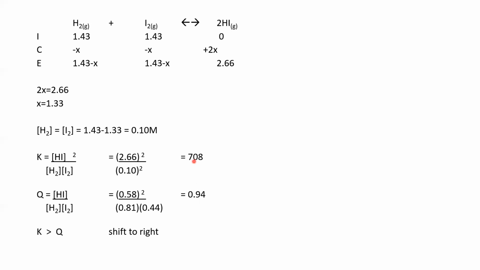It's not even close. Then we have to figure out whether the reaction is going to proceed in the forward direction to establish equilibrium, or in the reverse direction. We want to increase Q. To increase Q, we want to increase product and decrease reactant. Shifting to the right will do that. Q will get bigger and bigger as the product concentration goes up and the reactant concentration goes down, and eventually Q will equal 708 and the system will be at equilibrium.